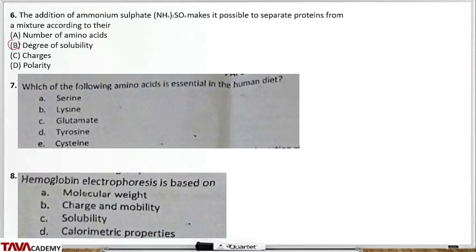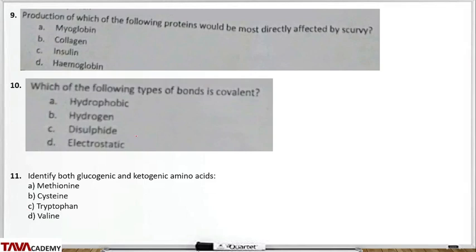We looked at it in our lectures on X-ray crystallography. Which of the following amino acids is essential in the human diet? The essential amino acids are PVT TIM HALL. HALL is histidine, arginine, leucine and lysine, so lysine is present here. Hemoglobin electrophoresis is based on charge and mobility. That's the answer.